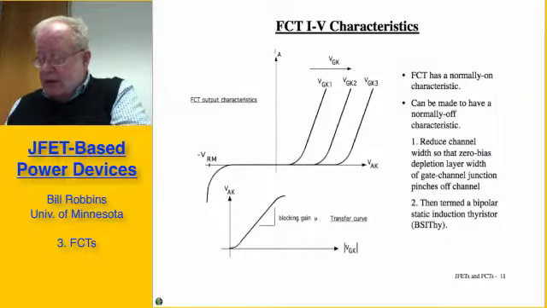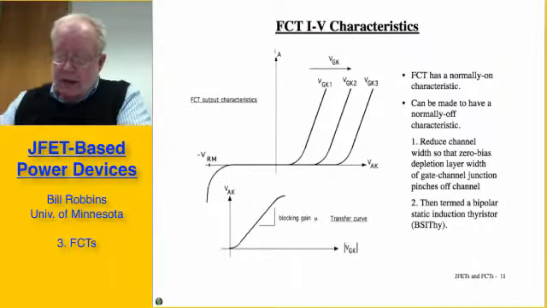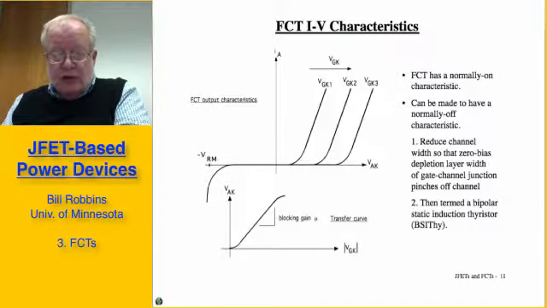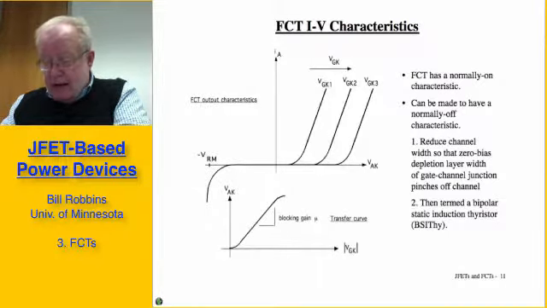The FCT characteristics look somewhat different than those of a junction field effect transistor. The anode current as a function of the anode to cathode voltage looks more like those of a vacuum triode, or the triode region of a MOSFET. In order to have the device off, you must apply a gate to cathode voltage, and you have to increase that gate to cathode voltage to hold off larger voltages. And you'll recall that we have to have a negative gate to cathode voltage.